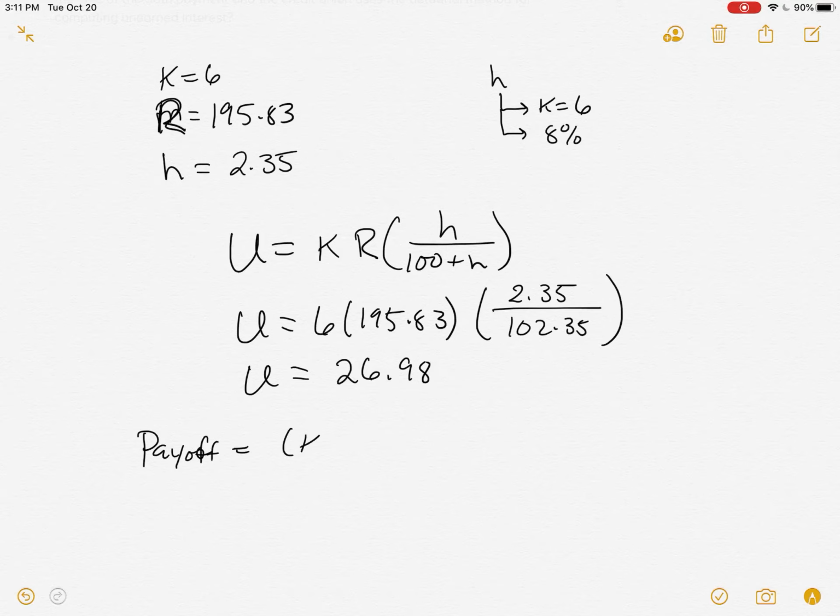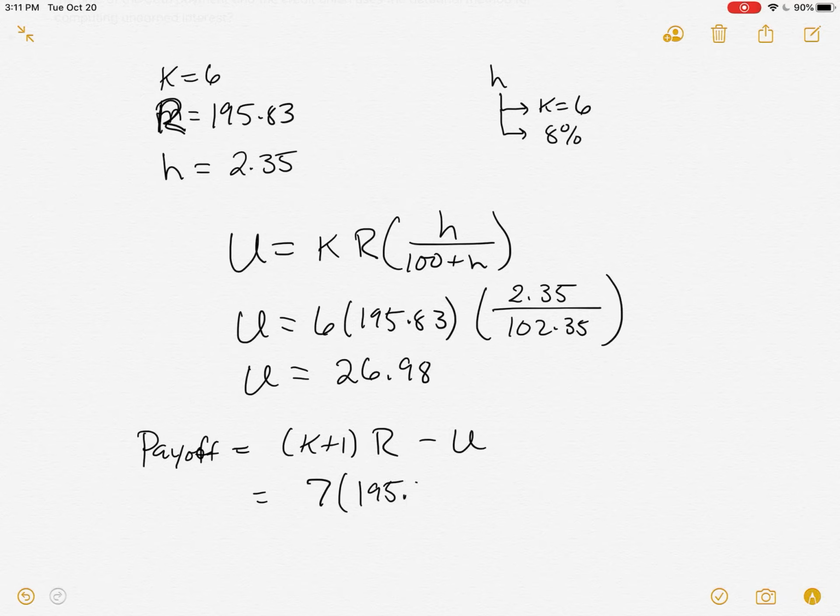Remember what that was. K plus 1 times the regular monthly payment minus the unearned interest. And so in our case, it is 7, right? 6 plus 1, 7. Why 6? Because there's 6 remaining payments that we don't have to pay interest on. But we do have to pay interest on that 7th payment that we're making as the 30th payment.